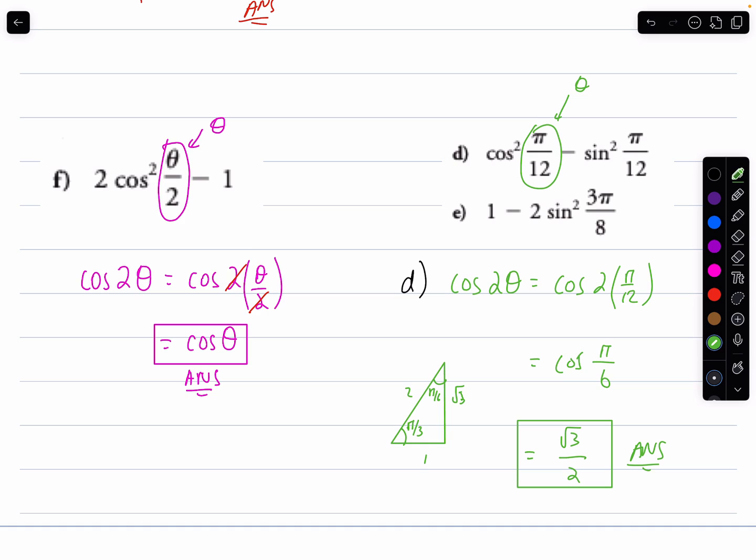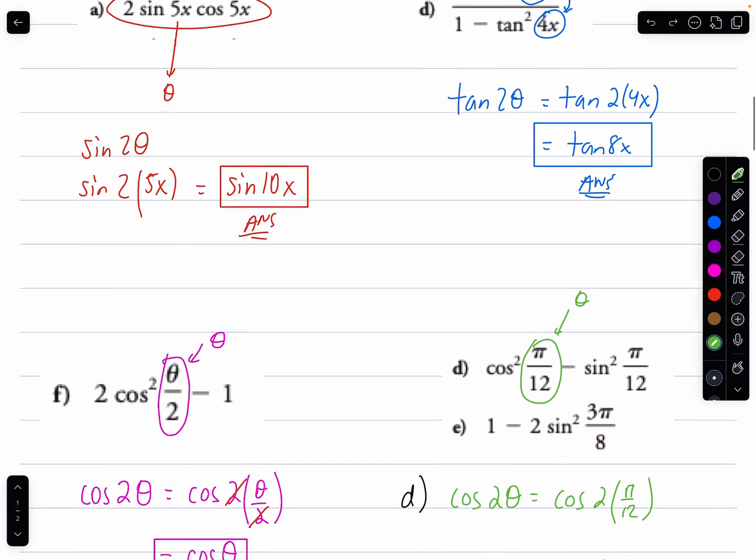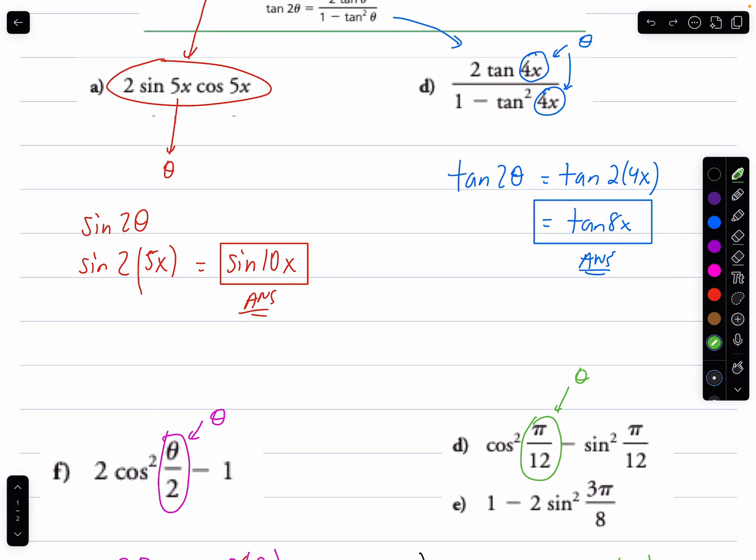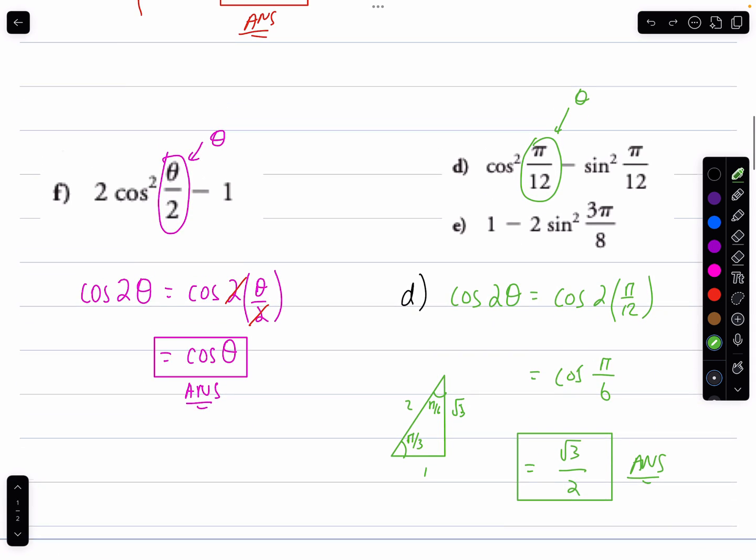Now, for the previous questions like cos theta, because theta is there, we don't know how to solve it, so we would just leave it like that. Same with the 10x and the 8x, we would just leave it like that. But in the case where they actually give us the value, like cos pi over 6, we can solve it through and through. Okay, let's go to the next one.